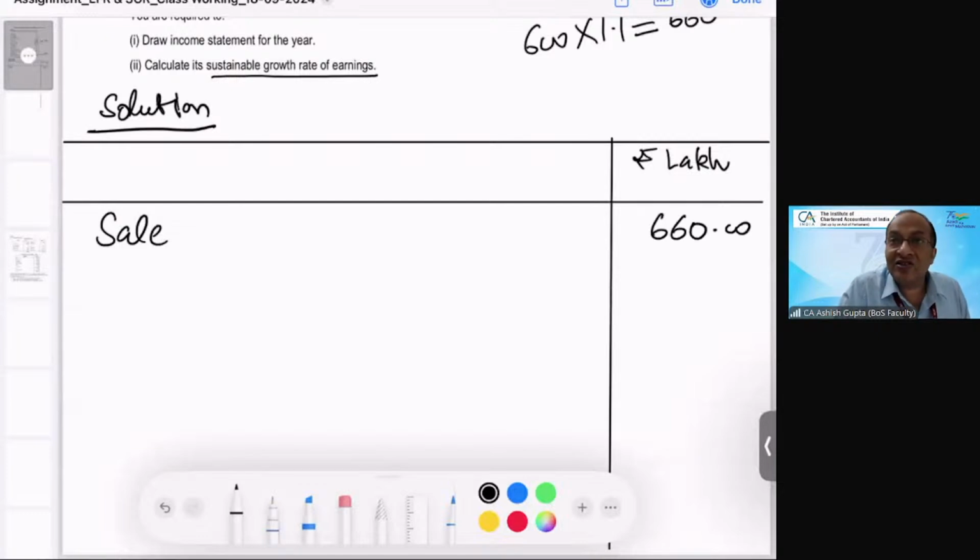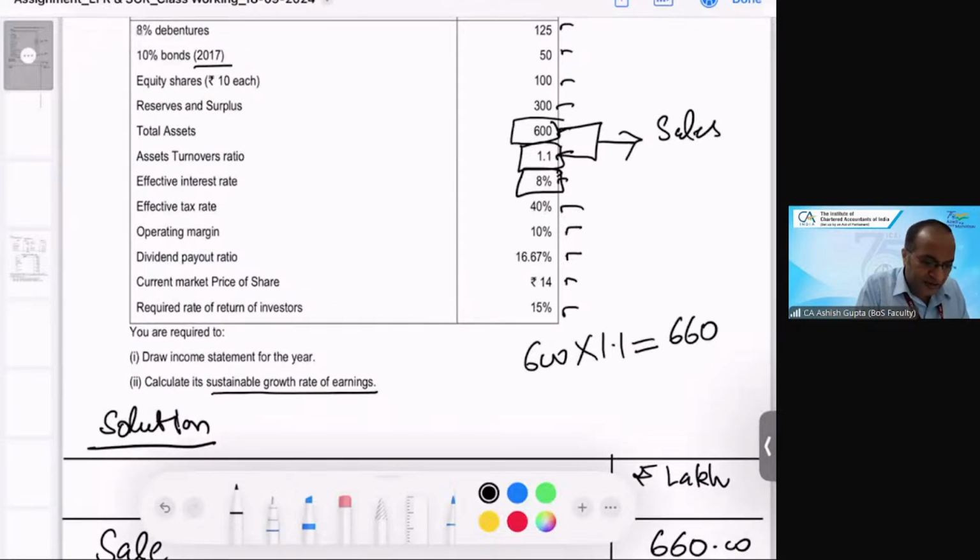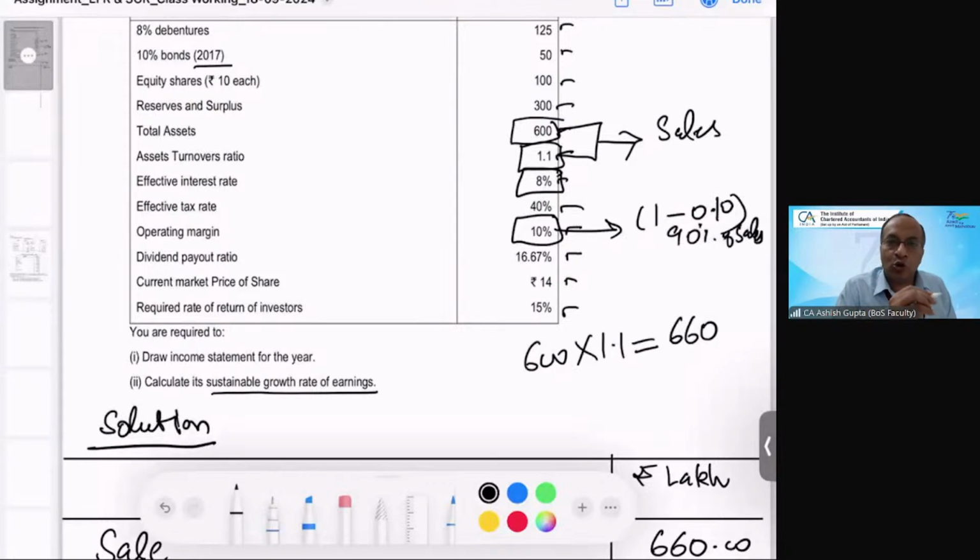So students, here it is 660 lakh. Okay, now next comes the operating expenses. How shall we compute the operating expenses? We have an operating margin here. If I deduct it from the sales, I will get the operating expenses. Of course, it is 90% of the sales. Students, all these ratios you have gone through at your intermediate level, so I don't think you will find any difficulty.